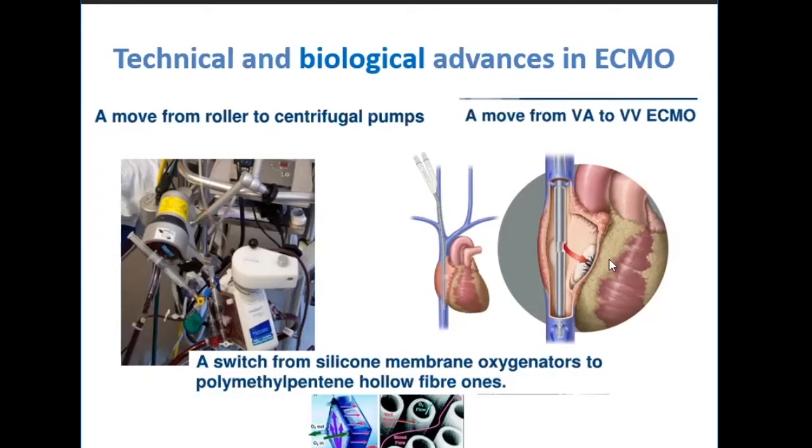And again, the most recent development is that we have moved from VA to VV ECMO, and we are also moving from a double catheter to a double lumen single catheter, which can be used for the initiation and maintenance of the ECMO. So what we have seen is that more and more development is occurring in extracorporeal membrane oxygenation, and that's why more and more it is coming into practice, and it is becoming simpler to use in the intensive care unit.